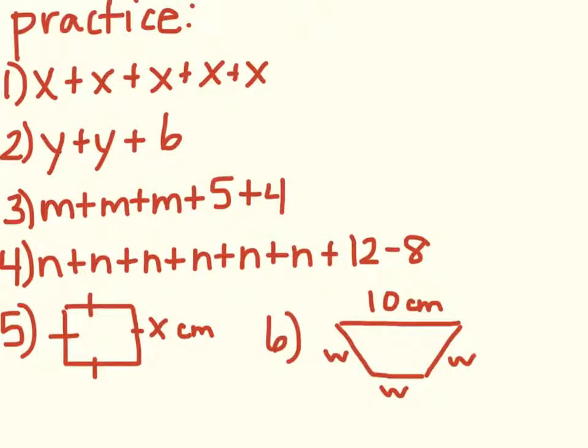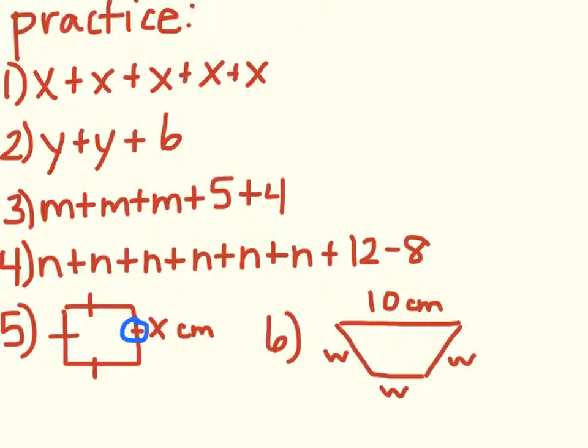Here are 6 practice problems for you to try on your own. For numbers 1 through 4, simplify each expression, then state the coefficient of the variable in the expression. So you'll have 2 answers for 1, 2, 3, and 4, the simplified expression and then the coefficient. For number 5, find the perimeter of the square in terms of x. Remember, these little tick marks mean that each side is of equal length. So every place you see that single tick, that means those sides are also x centimeters in length. So you have 1, 2, 3, 4 sides, each x centimeters in length.